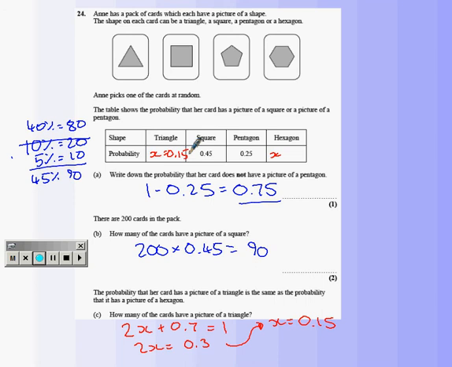So we've now got the probability of a triangle, but the question actually asks how many of the cards are a triangle. So just as in part B, we now have to do 200 times by 0.15, which is 15%. So we could use the information up here. 10% is 20, 5% is 10, or just do a multiplication. Either way, we're going to find the answer is 30.